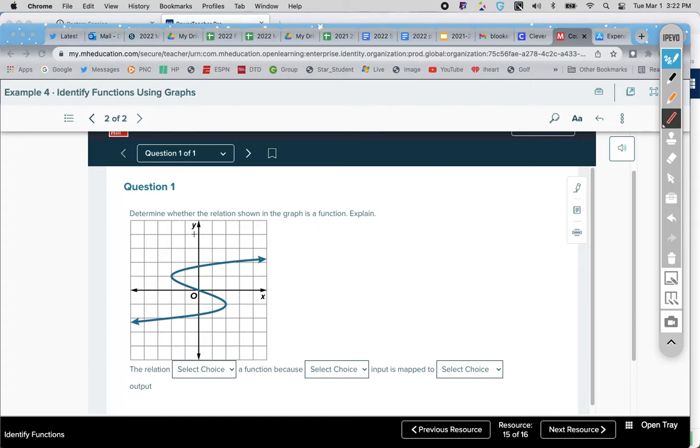Okay, so again, you take your pencil, start at the left side. Okay, there it's only touching one spot. There it's only touching one spot. Uh-oh, there we got a problem.